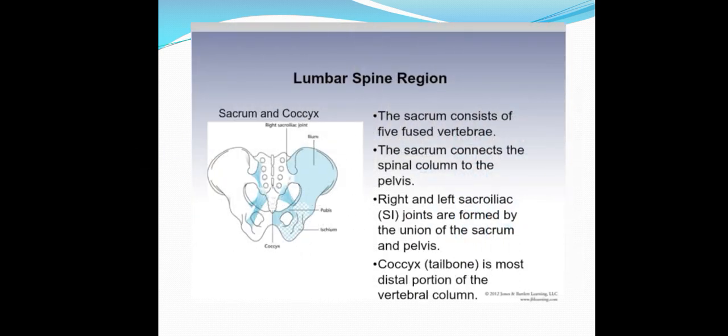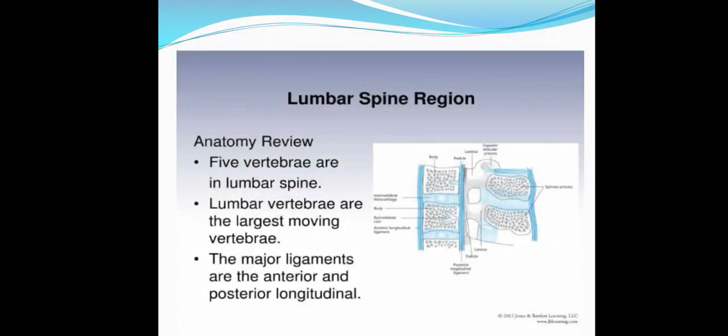This lumbar spinal region, where the sacrum consists of five vertebrae. The sacrum connects the spinal column to the pelvis. The right and left sacroiliac SI joints are formed by the union of the sacrum and pelvis. The coccyx, or tailbone, is the most distal portion of the vertebral column.